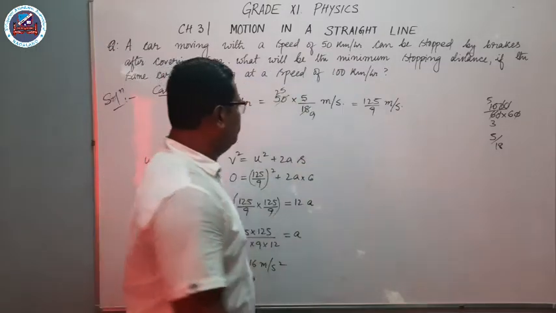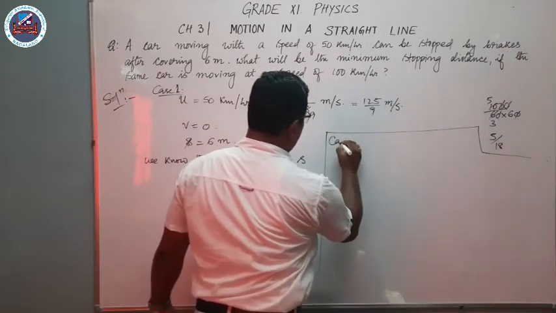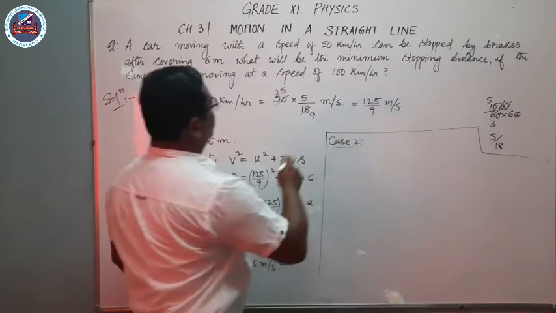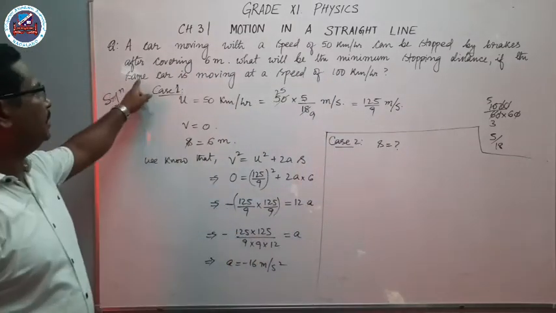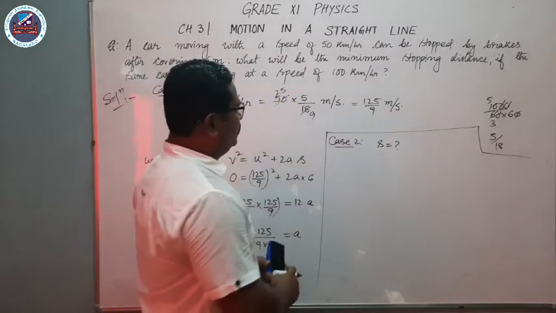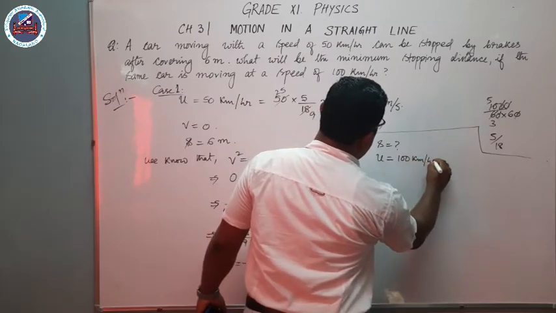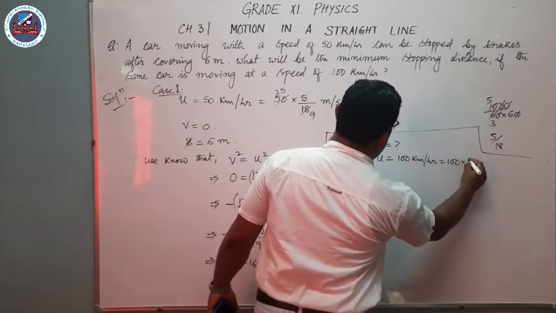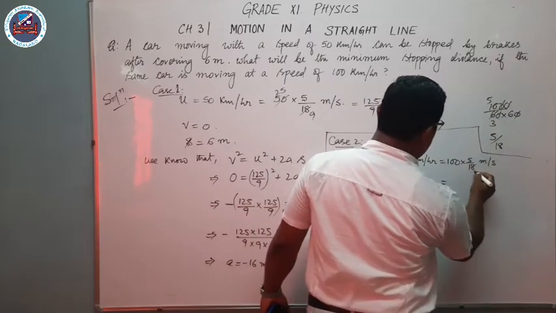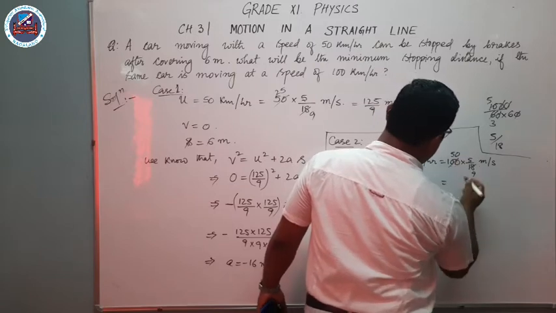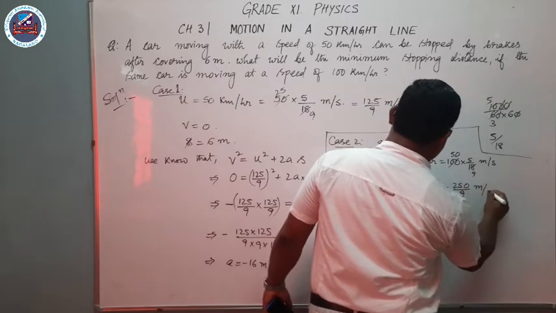After you find the acceleration, we go for the second statement. What will be the minimum stopping distance? I'm doing case 2 here. They are asking you to find the minimum stopping distance if the same car is moving at a speed of 100 kilometers per hour. This is also 100 into 5 by 18, which becomes meters per second. You get 250 divided by 9 meters per second.